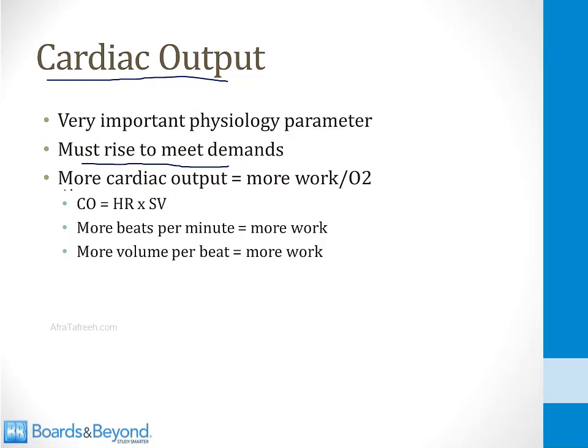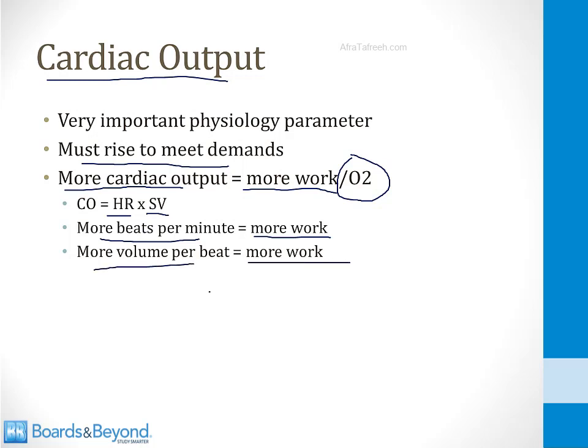Also remember that the more cardiac output the heart produces, the more work it must do and the more oxygen that is required. The cardiac output is equal to the heart rate times the stroke volume, so when the heart rate goes up, there are more beats per minute, and this is more work the heart must do. In addition, when the stroke volume goes up, there's more volume per beat that the heart must pump, and that also means more work that the heart must do. These are very important principles of cardiac physiology for you to understand.